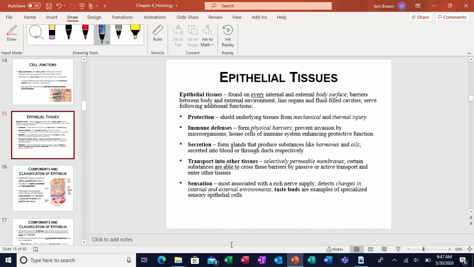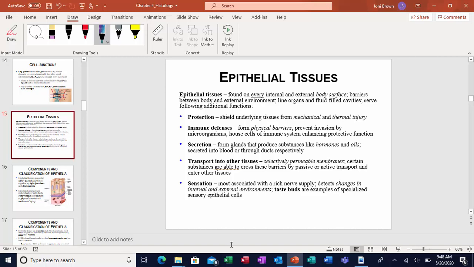And so they produce substances like hormones and oils and sweat. And they secrete these substances either directly into the blood or through ducts that lead to the surface of the epithelial tissue. Also transport into other tissues in the body. They form selectively permeable membranes, and some substances can passively just pass through these membranes. Others have to use active transport to get through.